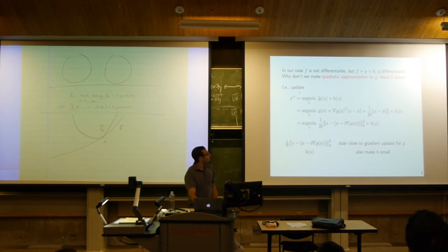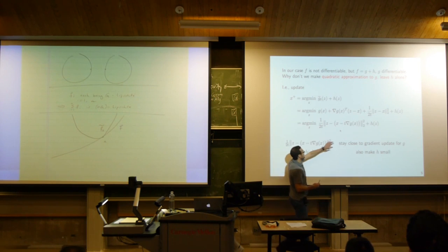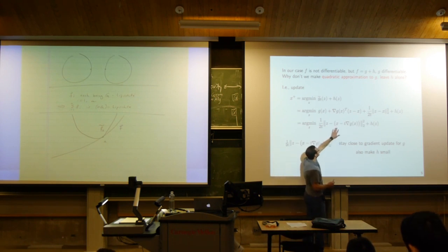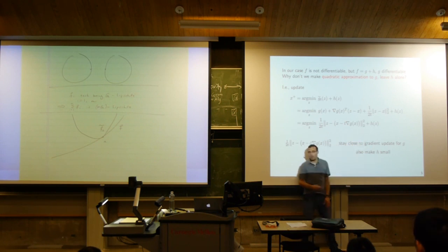So think about making the following update. Choosing our next point, x plus, to minimize over all candidate z a quadratic approximation to g plus our original function h, which is the same as minimizing the sum of these two terms: 1 over 2t times the distance between z and the gradient update, the point that gradient descent would take us next if we had g alone, and also h of z.